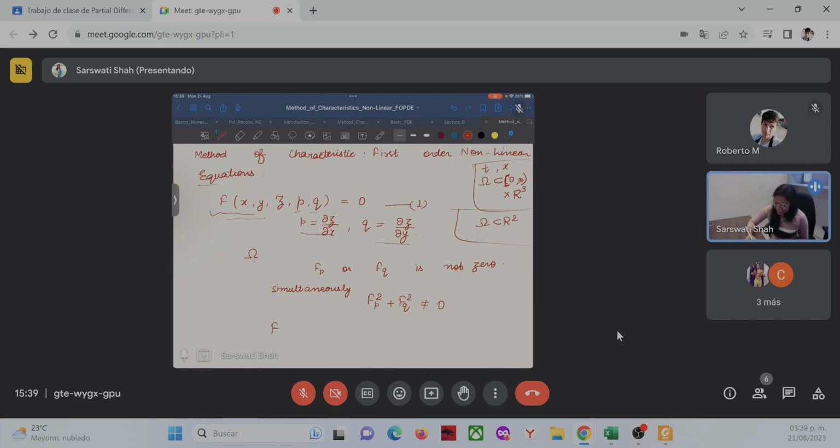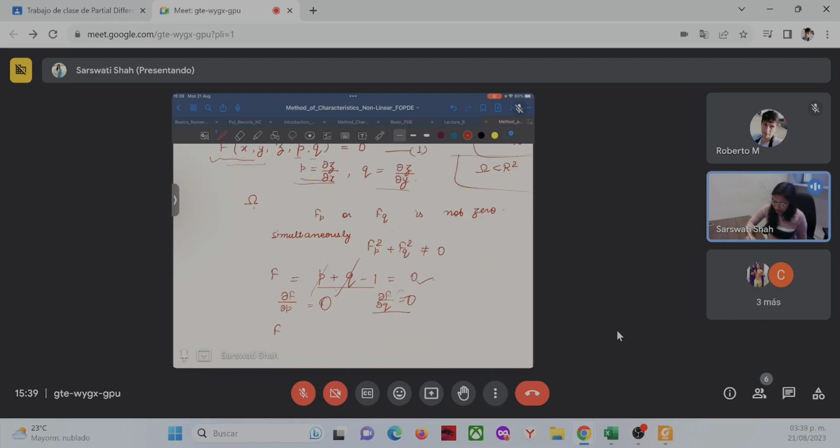Suppose this is F, sorry, F = P plus Q minus 1 equals 0. So del F over del P is 1, and del F over del Q is 1. So here it is not 0, that's why it is a partial differential equation. Suppose del F over del P is 0, it means this is independent of P, so this is cancelled out. Del F over del Q is 0, so it will be independent of Q. It means there will be no derivative of the dependent variable. It will be an algebraic equation.